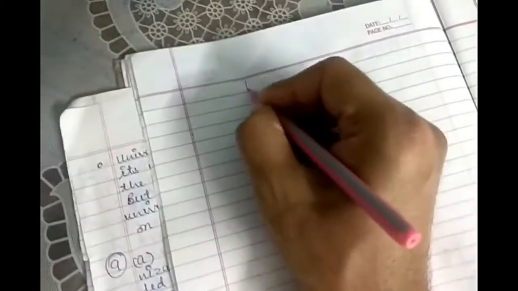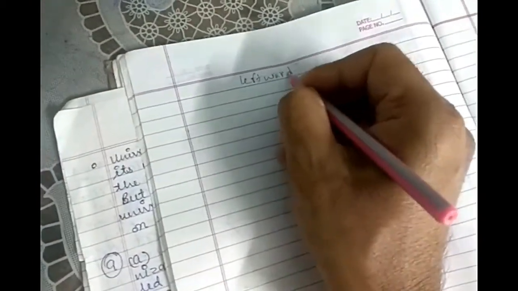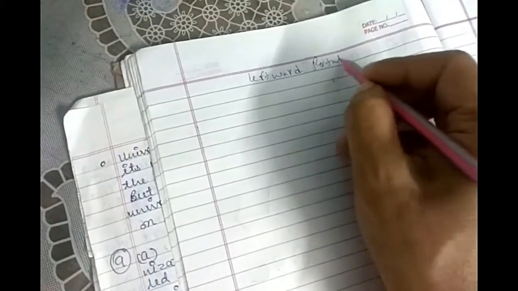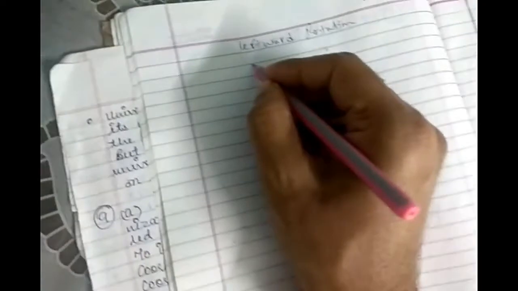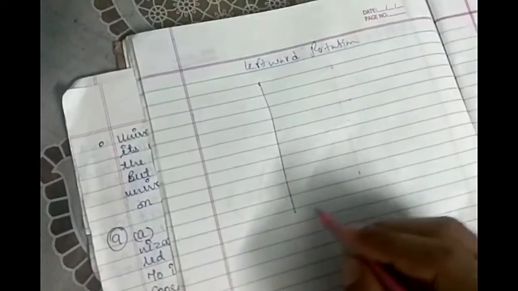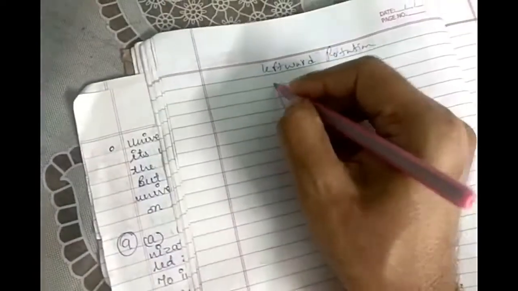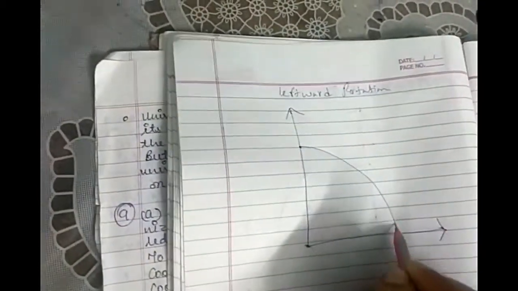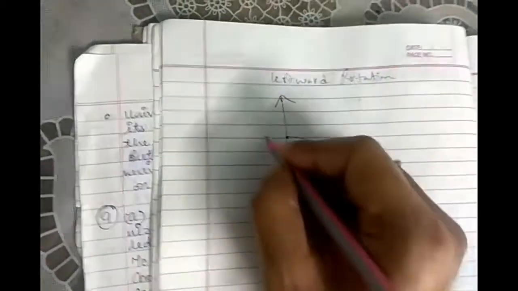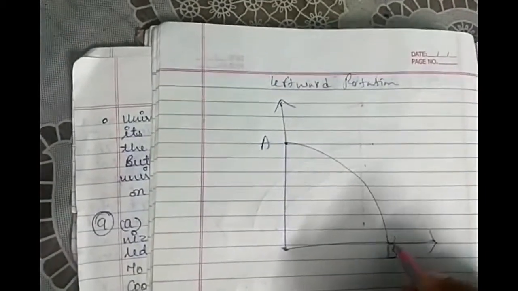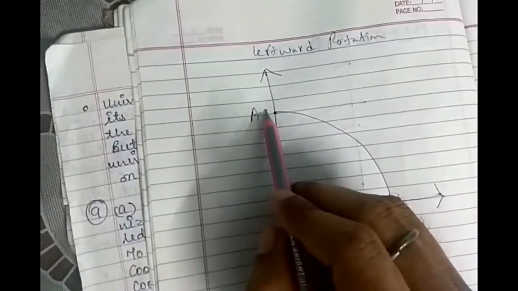Now leftward rotation in PPC. This is a graph. That is clear. Now I will make you understand. Suppose this is a curve. This is A good, this is B good. Now I am taking B good. A good's resources and technology remain the same.